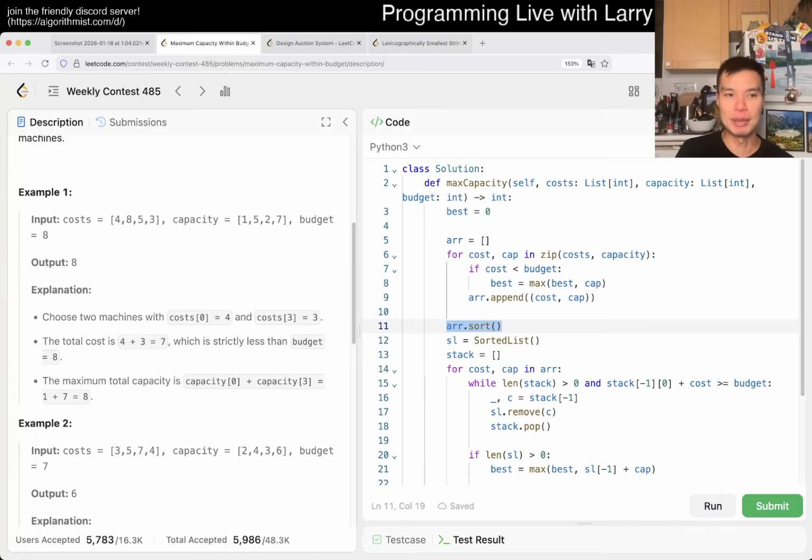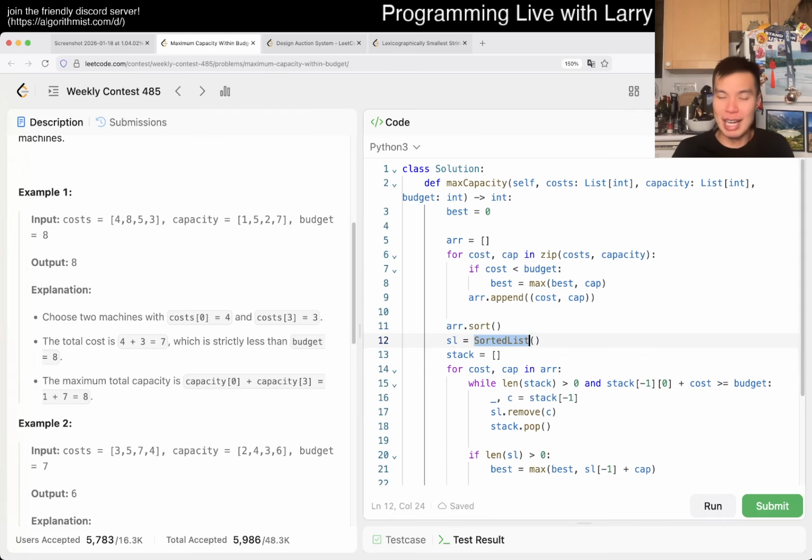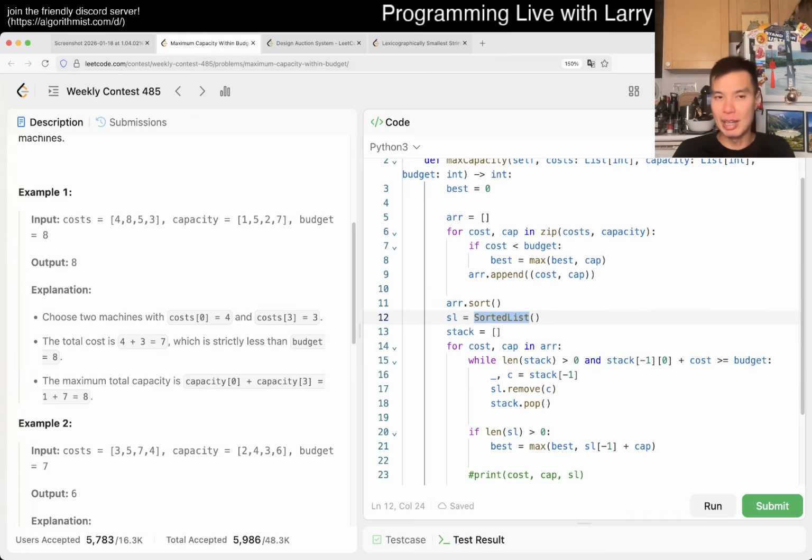Meaning that, okay, if the budget is 8, and I'm going to use common vocabulary, so when your cost is 4, you only want to consider numbers that are 3 or less, right? So then you put the capacity in a way, and then you just get the max out of all of them. You can of course do this in a heap, or as I did, a sorted list, but that's going to be the idea.